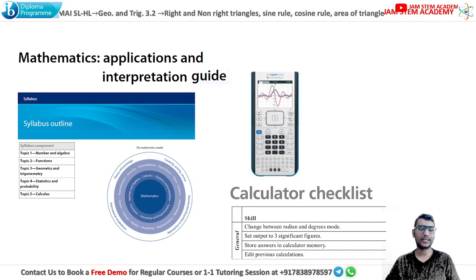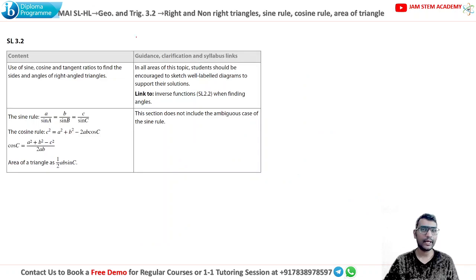Hey everyone, welcome to this IBDP HL SL course, and let's move to our next topic, which is SL 3.2, in which we are going to talk about trigonometry today. It means the use of sine rule, cosine rule, tangent, these trigonometric functions in a right angle triangle as well as in a non-right angle triangle.